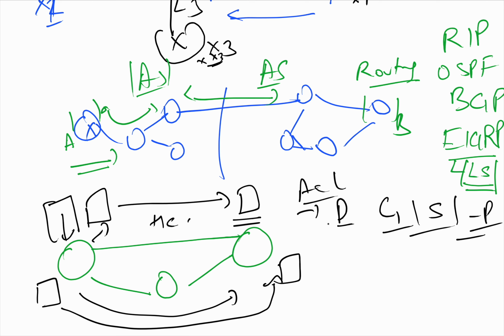And dynamic routing is basically all of these protocols: how the routers automatically learn about the network and create the routing table accordingly. This is dynamic routing.